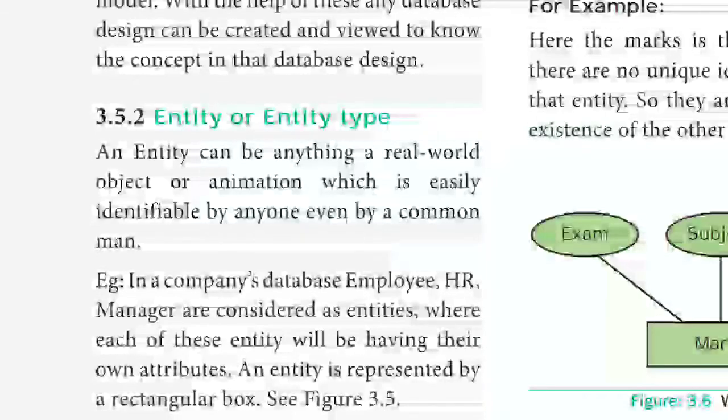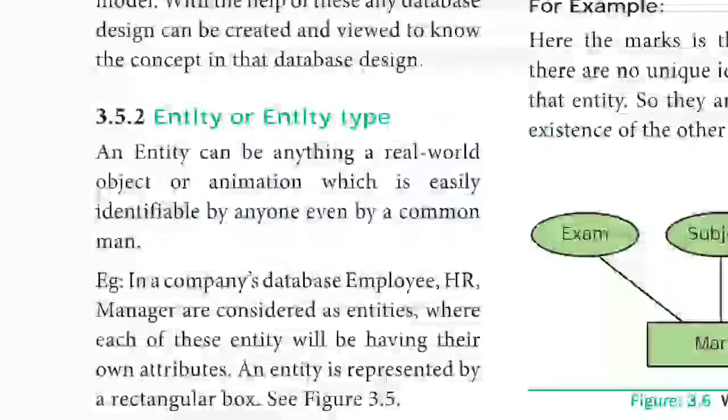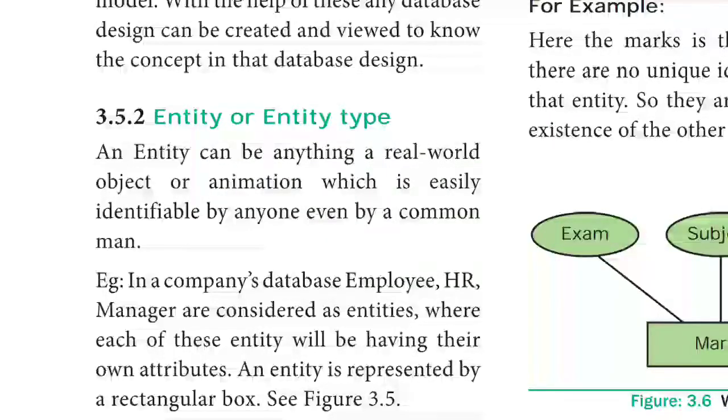Next is entity and entity type. An entity can be anything, a real world object which is easily identified by anyone, even by a common person or common man. In our example, the school management system, student is an entity, teacher is an entity, non-teaching staff is an entity. These are the main persons or objects involved in the project.